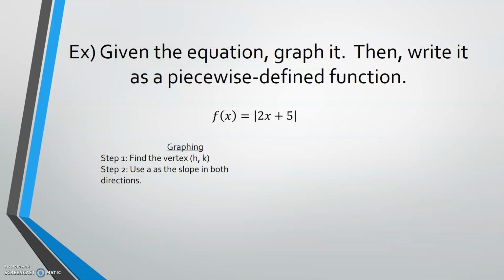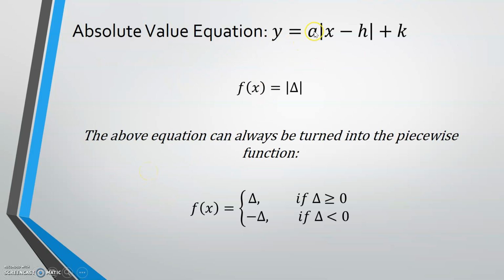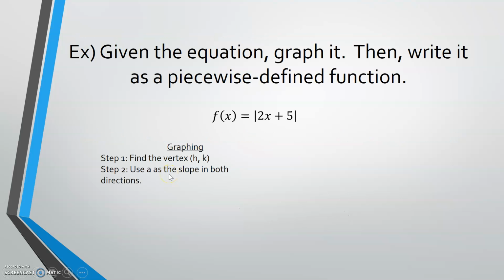So it says given the equation, graph it, then write it as a piecewise defined function. And our equation is f of x equals the absolute value of 2x plus 5. So to start, in order to graph it, we're going to need to know where that vertex is. And then once we know the vertex, the shortcut way to graph these, you certainly can use transformations, but the shortcut way to graph absolute value functions, since we know it's just going to be a line going in both directions from the vertex, you can actually use that a value that we were talking about over here as your slope. And just as long as you remember to go the positive and the negative direction, you'll end up with those two lines that will form your v.